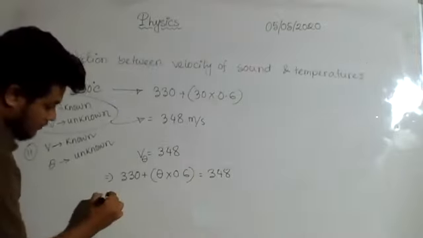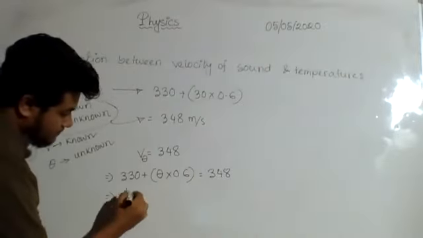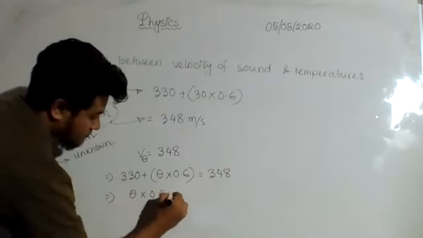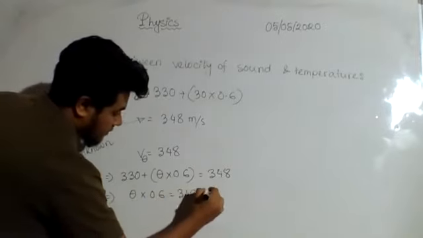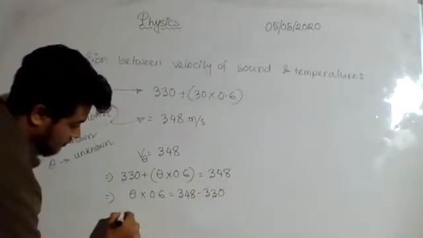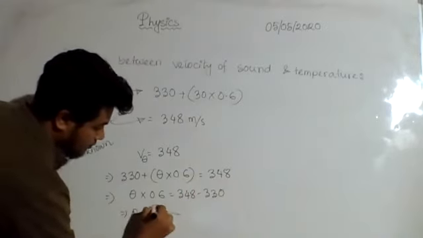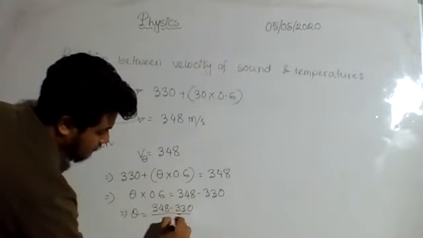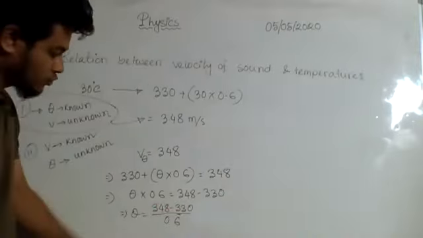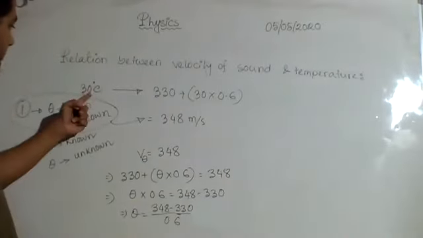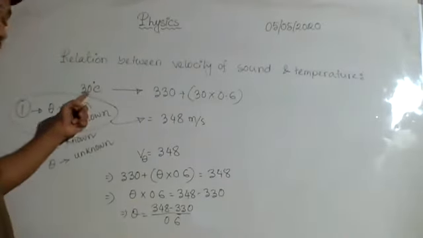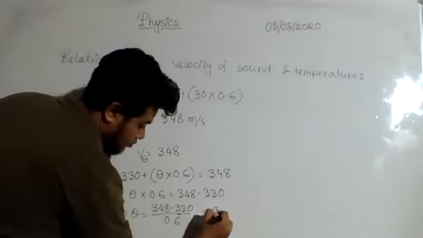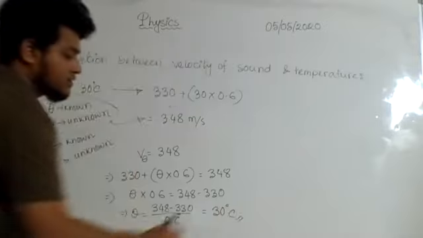So now let us do the calculation. 330, if I change the side, what will happen? 348 minus 330. Yes, then theta will be equal to (348 minus 330) divided by 0.6. So doing this calculation, definitely you will get 30 degrees Celsius, because we already know that the answer is going to be 30 degrees Celsius, right? If you do the calculation, you will get the answer to be 30 degrees Celsius.